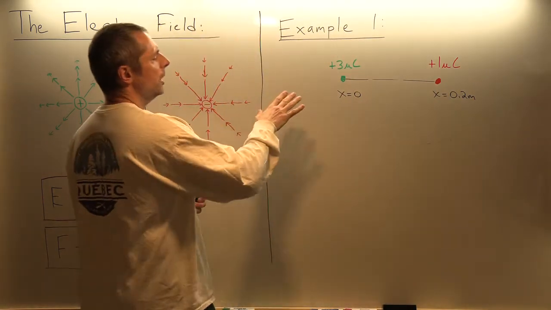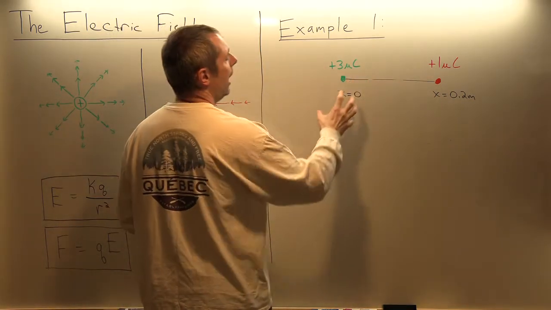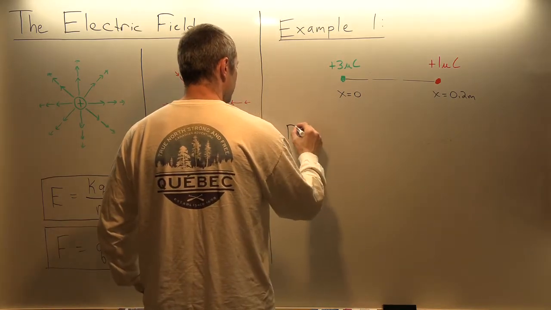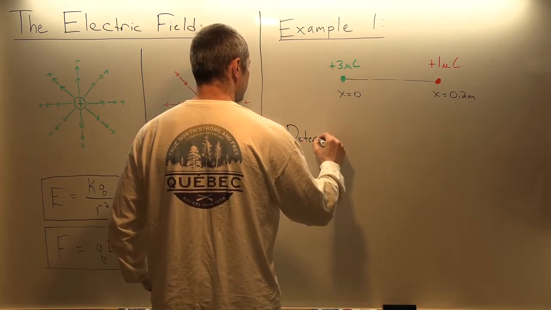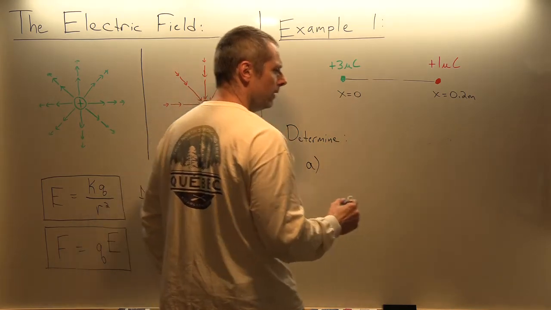Alright, so I've got a couple charges, a 3 microcoulomb and a 1 microcoulomb, both positive, on an x-axis. This one is at the origin, and that one is at 0.2 meters. So, part A.